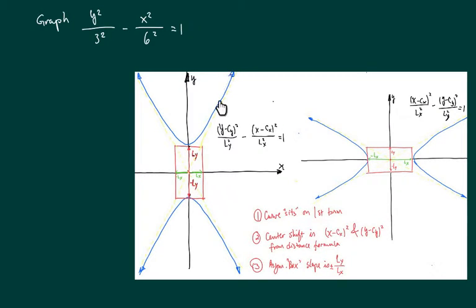When it comes to graphing hyperbolas, which is what we have over here, when there's a minus sign connecting the two, it's a hyperbola. If it's a plus sign, then it's an ellipse. So for our case over here, 3 points need to be addressed.